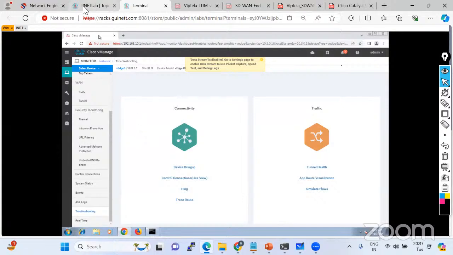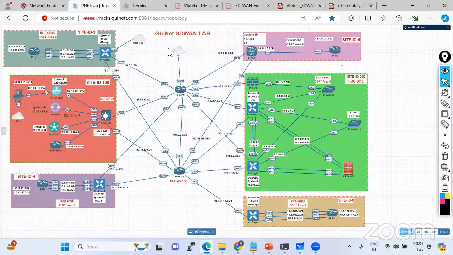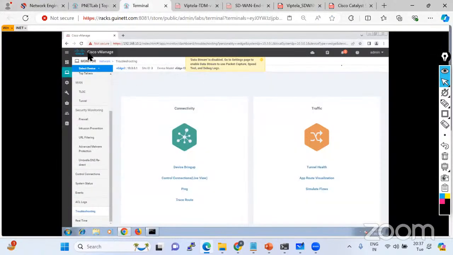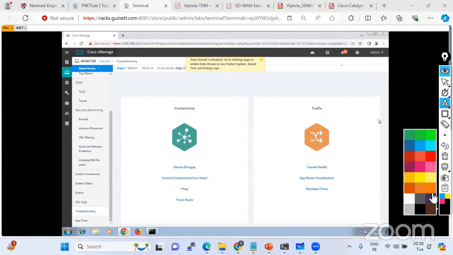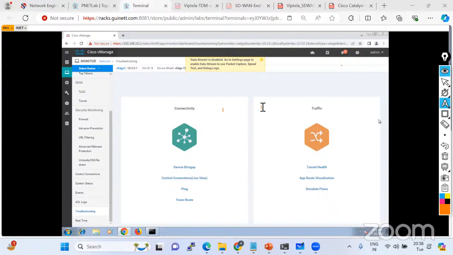Now that's a good question. Do we have only one vendor available in the market for SD-WAN, or multiple vendors? We have a lot of vendors available in the market. Cisco is one of them. Let me write it here. In SD-WAN, we have Cisco, we have Meraki, we have VeloCloud SD-WAN, we have Palo Alto SD-WAN.